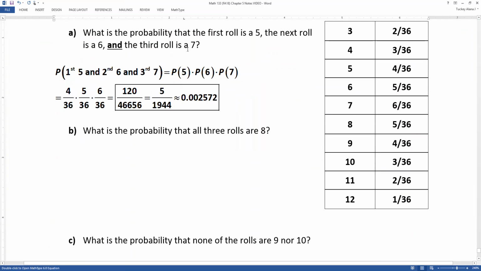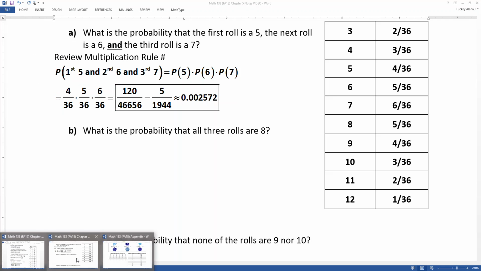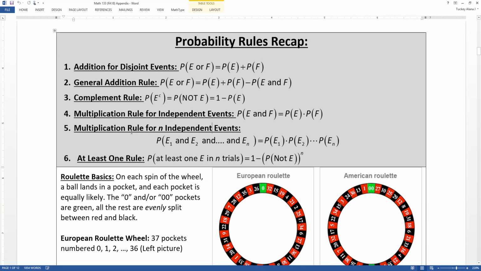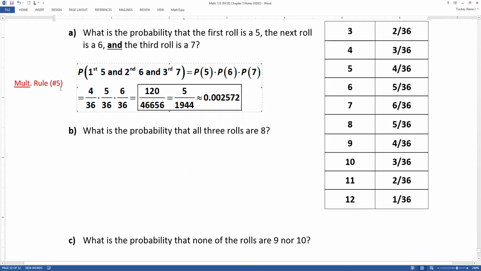All right, so that was a review of the multiplication rule. And actually, since it was for lots of events, let's see here, scrolling through the table, it was number 5, right? Because we had more than 2 events. So this is rule number 5. I'll make a little note. So it was rule number 5 that we were reviewing for that one.